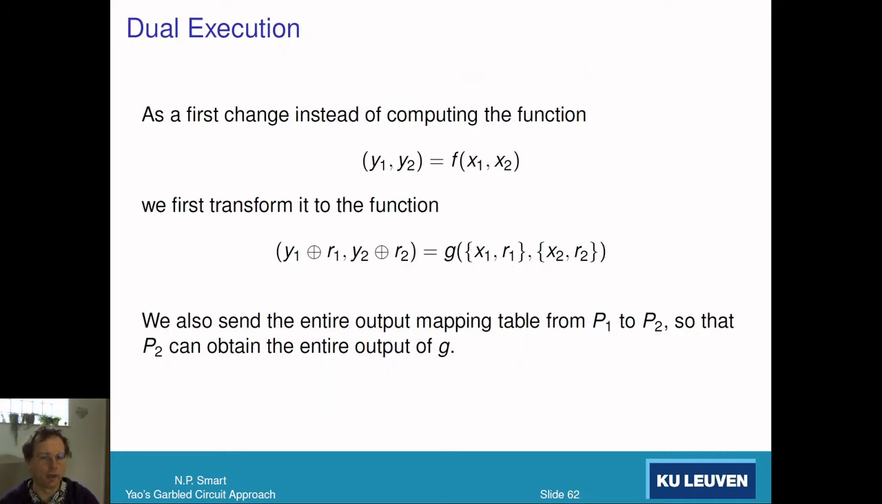So dual execution is, we first change the protocol. So instead of computing the function f(x1, x2), we randomize it a little bit. We want to produce it so we actually get the output encrypted in some way. So player 1 is going to input some random number r1 and get his output y1 evaluated as y1 XOR r1. Okay. So that's the basic trick that we're going to do.